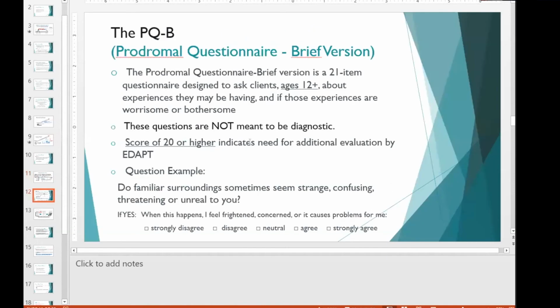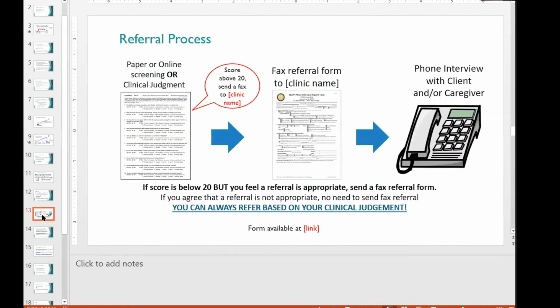Okay. Then we have a little slide that talks about the PQB, and it talks about that 20 or higher threshold, shows them an example, right? And this is when you're saying, I've given this to you in English and Spanish along with a score sheet. Okay. Then the referral process.